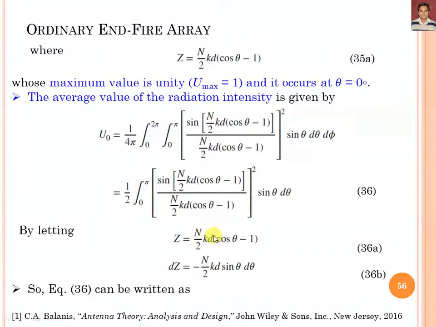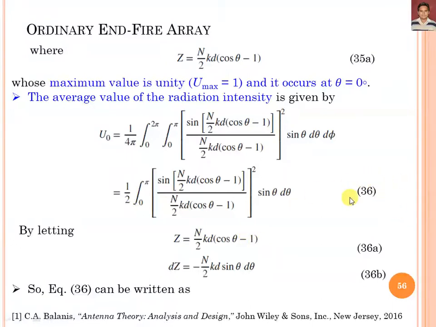By letting z equal to (N/2)(kd cos θ − 1), we have to differentiate this z with respect to θ. In that case we are getting dz/dθ equal to −(N/2) kd sin θ, and the one is the value, in that case it equals 0.